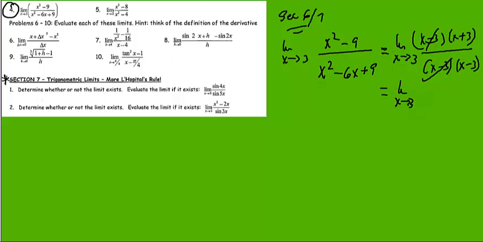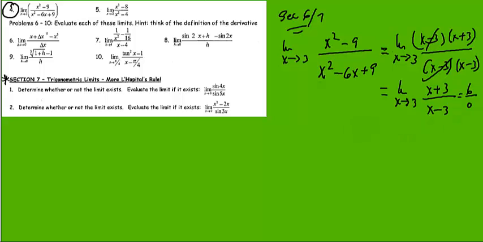Okay, x goes to 3. I have x plus 3, all that over x minus 3. Okay, so now I'm going to plug in 3. So I'm getting 0 on the bottom, but I'm getting a 6 on the top. So we know the limit does not exist.